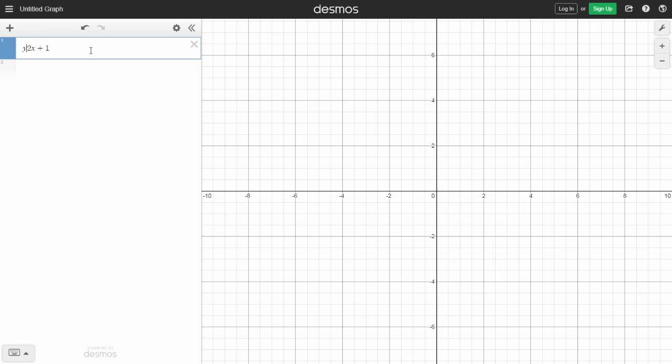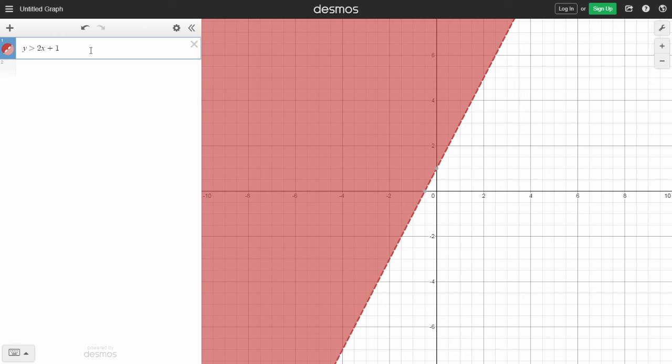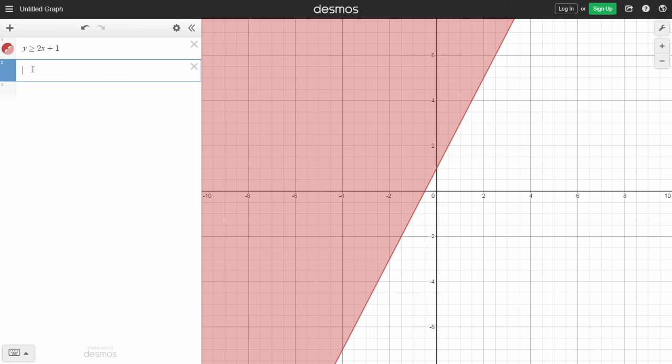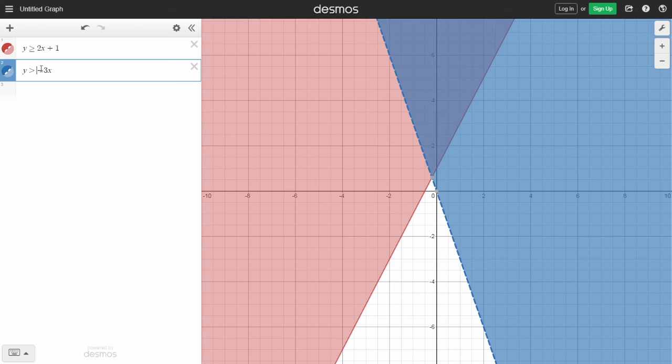If we did less than, we would get the same dashed line and the half plane on the less than side. You can type in the greater than and just hit the equals key, and it gives you the solid line. If we want, we can add another graph here, y equals negative 3x. It will show that. If we want to, we can move the cursor back, make this a greater than, and you can see the two graphs on top of each other.